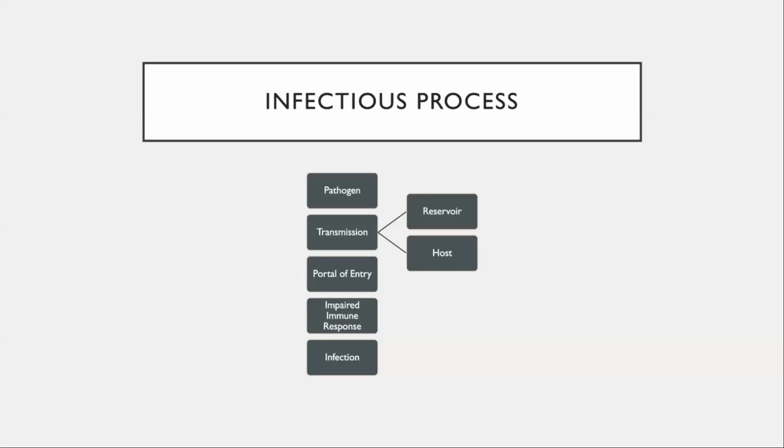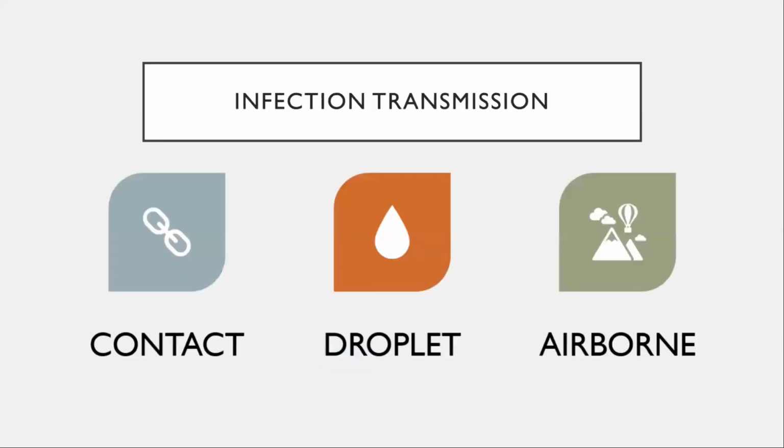It can be through any opening in the body, such as your rectum, your urethra, or through any breakdown in the skin, such as wounds, cuts, things like that. It can also enter through our eyes, our ears, and our mouth. Then the individual has to have an impaired immune response once that pathogen has entered the body, and then infection occurs.